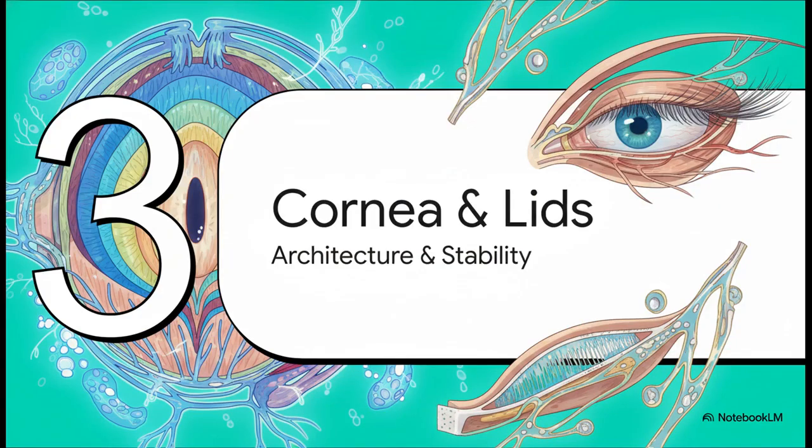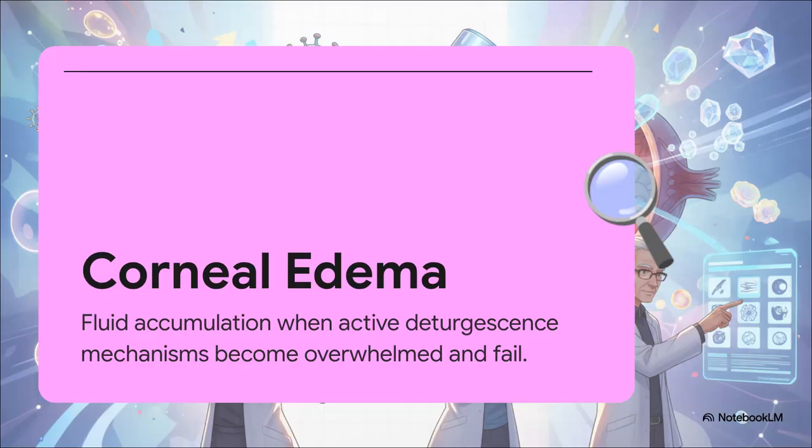Let's move deeper into the eye with Section 3, Cornea and Eyelid Architecture. The absolutely foundational concept we need to talk about here is deturgescence, the active, energy-requiring state of keeping the cornea clear and dehydrated. So corneal edema happens when those active deturgescence mechanisms, namely the endothelial pump or the epithelial barrier, become overwhelmed and just fail.